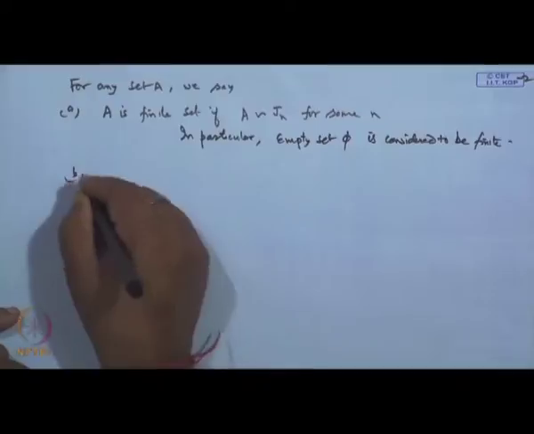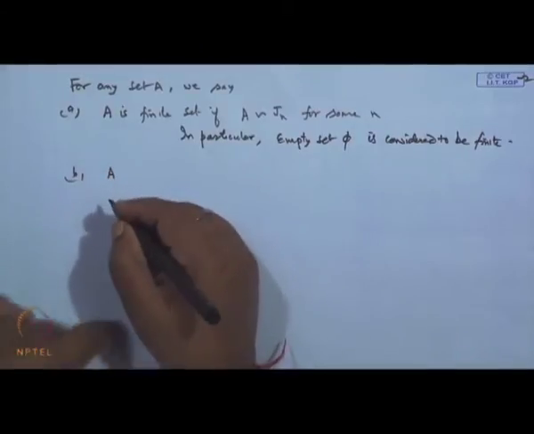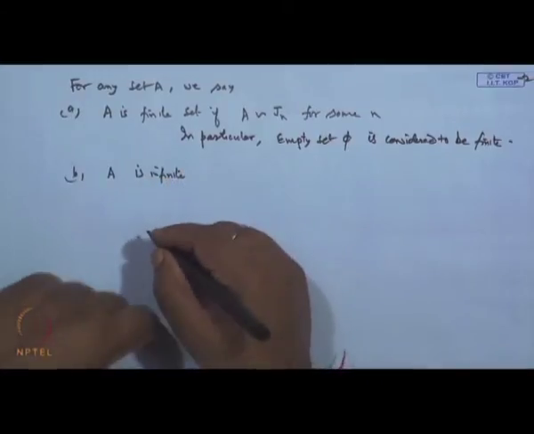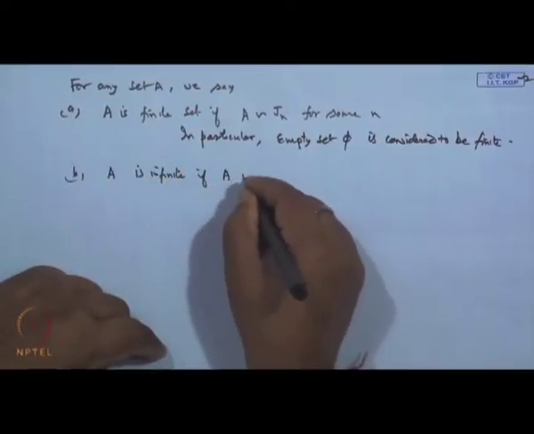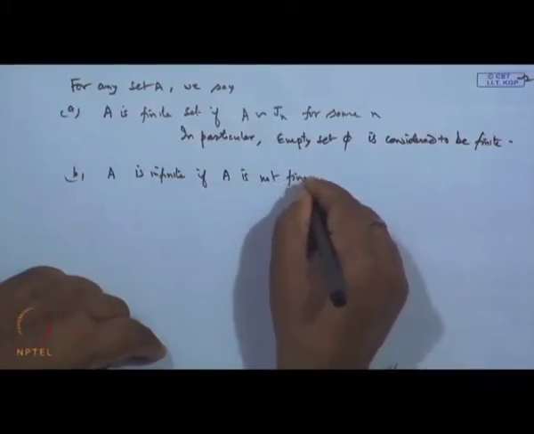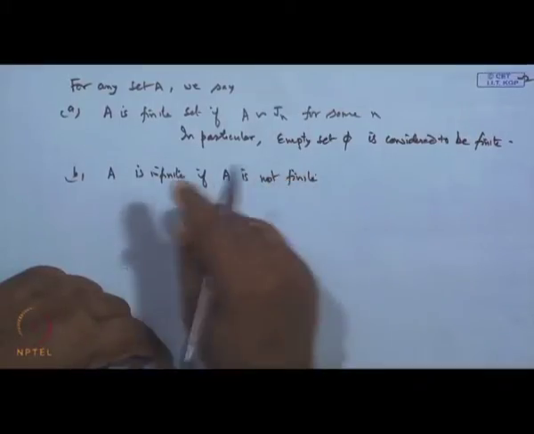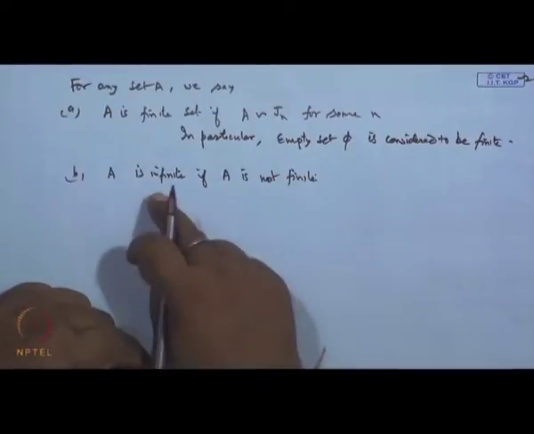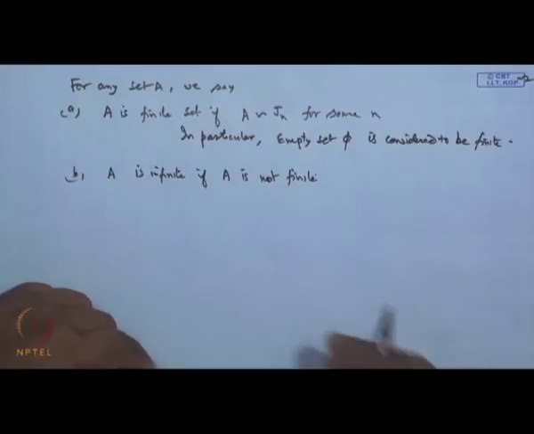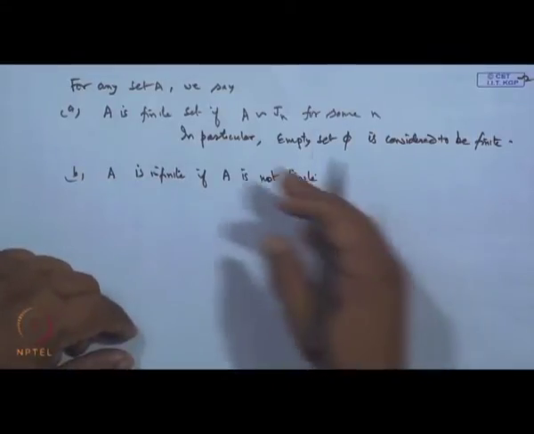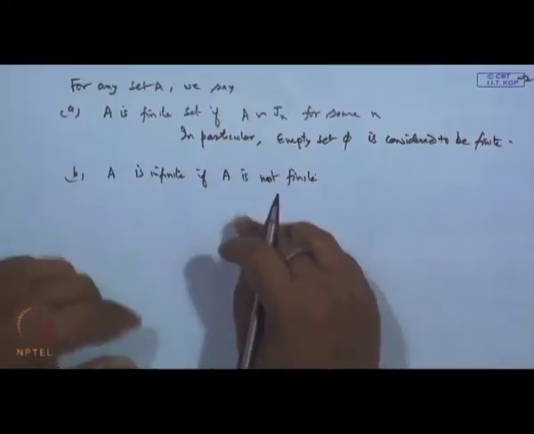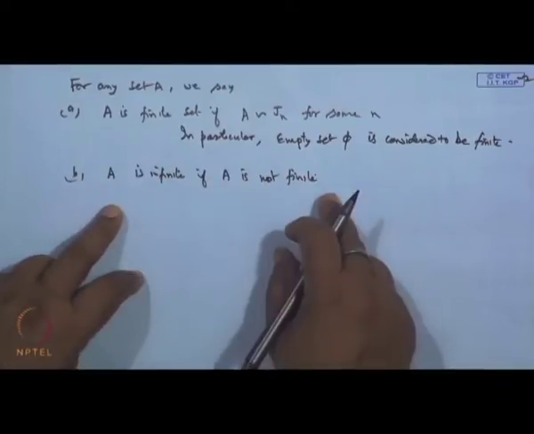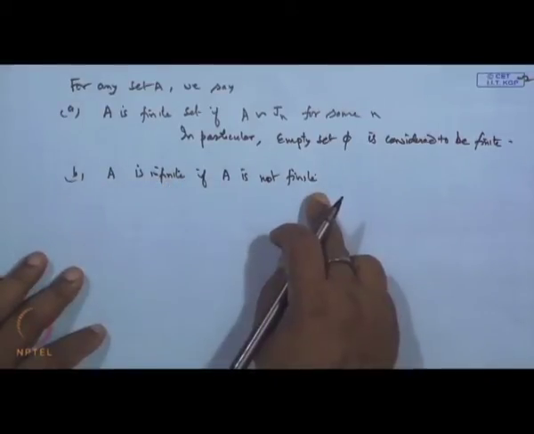Then a set A is said to be infinite if A is not finite. In fact, this definition we can further modify, and we get a better way of defining the infinite set in the next part when we discuss countability. Okay. So, A is finite if it is not infinite, A is infinite if it is not finite.